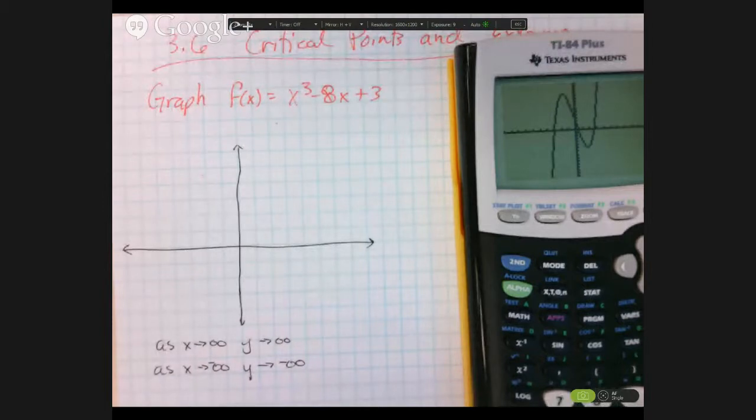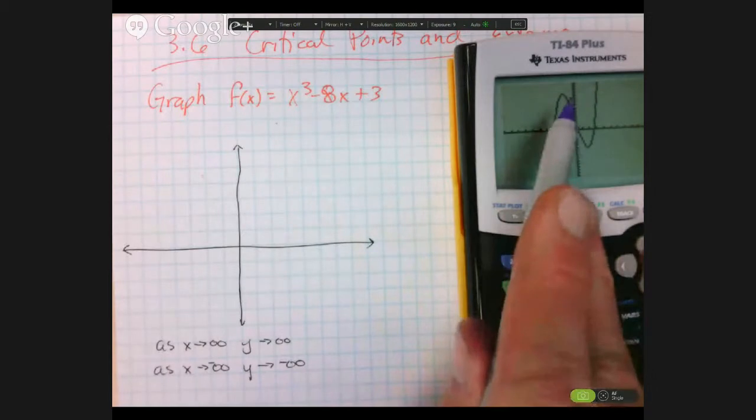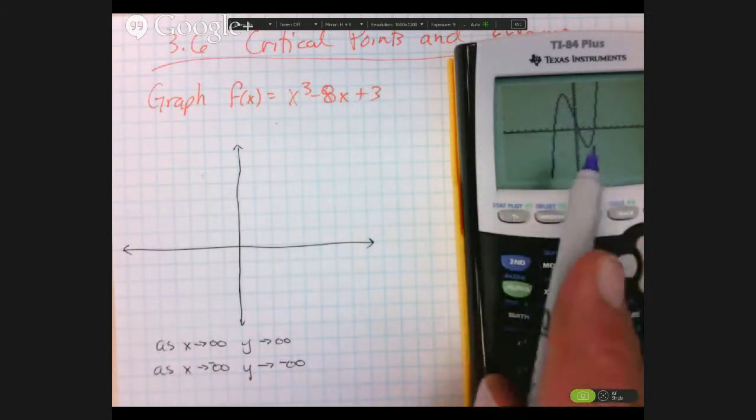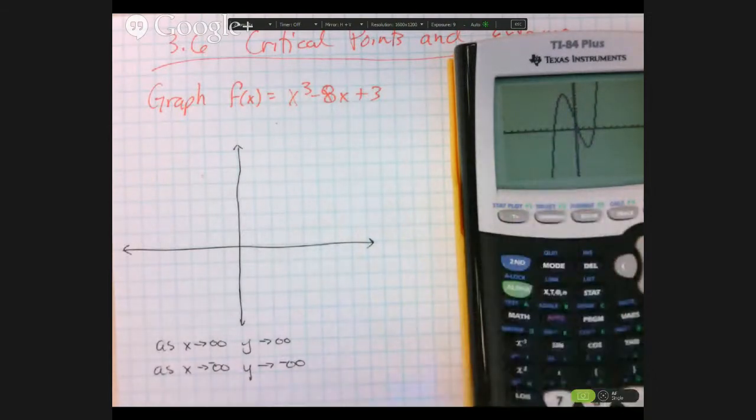I'm going to show you how to find the points here, the maximum, the minimum, and the zeros on the calculator so you can determine where exactly that function is increasing and decreasing as we talked about yesterday. Does anybody know how to do max and mins on a calculator?